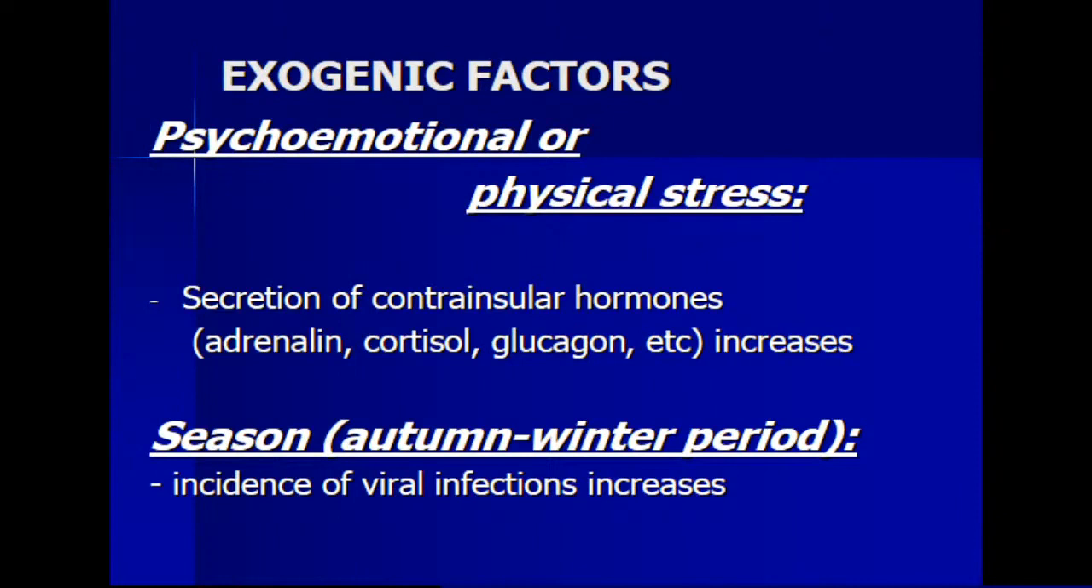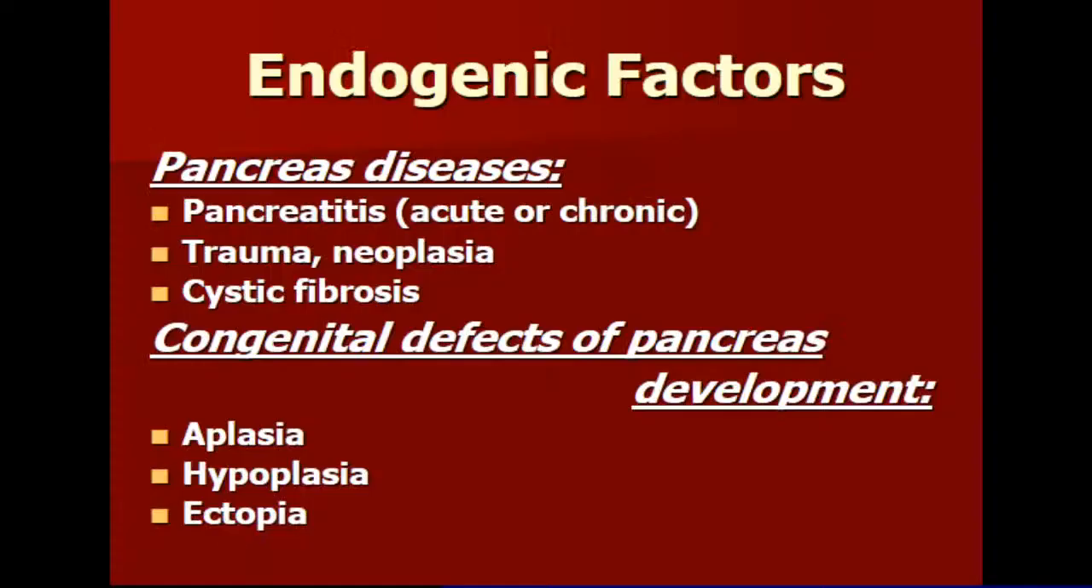Psycho-emotional or physical stress, secretion of contrainsular hormones, adrenaline, cortisol, glucagon increases, and sometimes maybe autumn-winter period, when incidence of viral infection increases. Endogenic factors: pancreas disease, pancreatitis, acute or chronic, trauma, neoplasia, cystic fibrosis, congenital defects of pancreas development, aplasia, hypoplasia, ectopia.